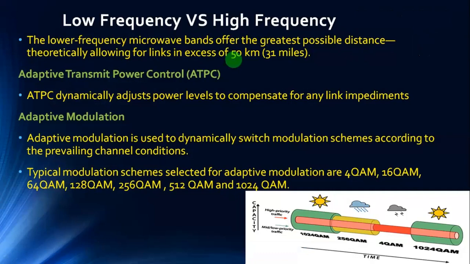So what is adaptive transmitting power control? Adaptive transmission control dynamically adjusts the power levels to compensate for any link impediments, and adaptive modulation is used to dynamically switch modulation schemes according to the prevailing channel conditions. Typical modulation schemes selected for adaptive modulation are 4 QAM and 16 QAM. QAM means quadrature amplitude modulation, and this quadrature amplitude modulation defines the size of the antenna.